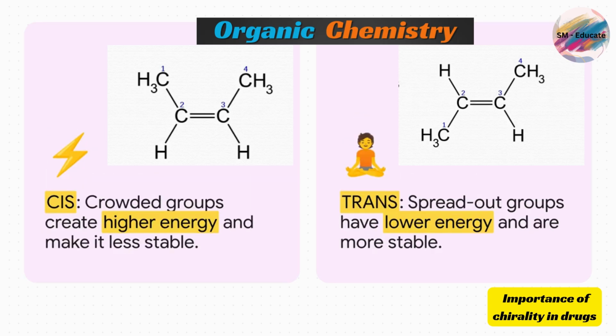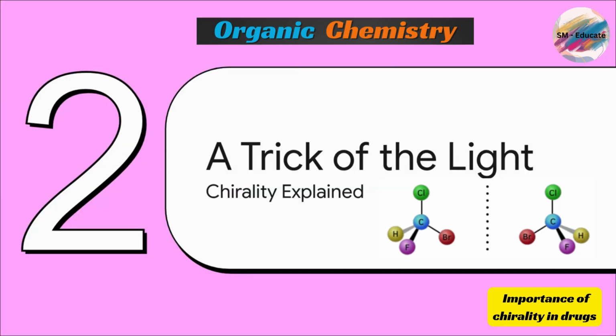And this seemingly small difference in shape has huge consequences. When you've got these bulky groups all crowded together on one side in that cis form, the whole molecule is less stable. It's kind of stressed out. But in the trans form, they're spread out, relaxed, more stable. So shape completely dictates behavior. But for our big mystery, this is only part of the story. To really crack the thalidomide case, we have to go another level deeper. We're talking about a much more subtle and honestly way more fascinating type of molecular difference.